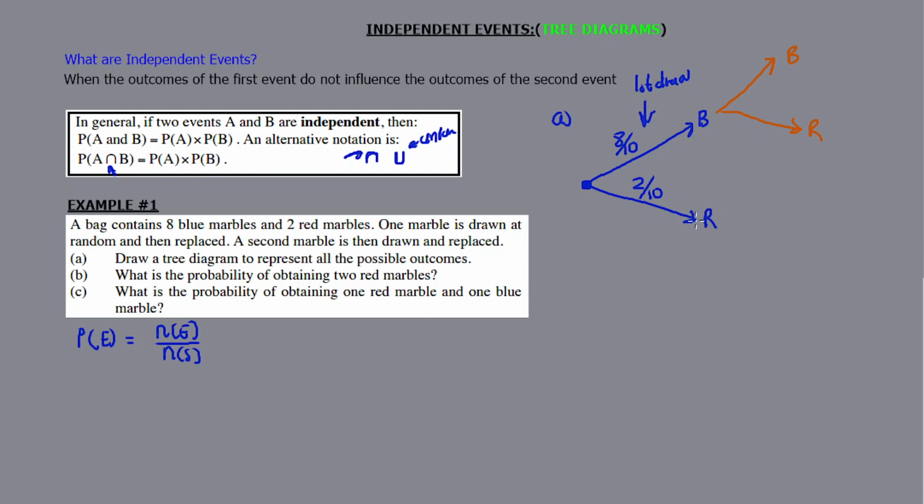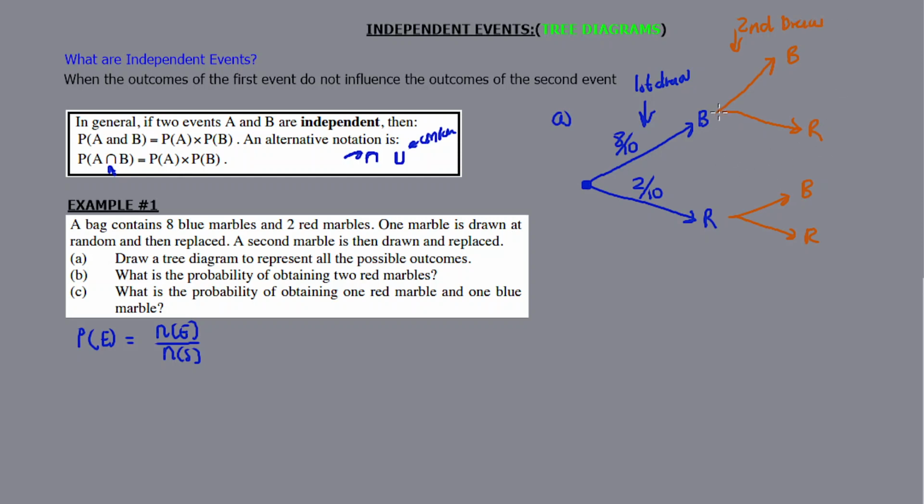And then if I got the red one for the first draw, for the second draw, after choosing a red ball, I can either get a blue or a red. Now this is the second draw.